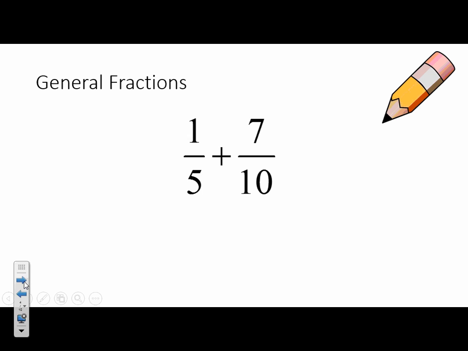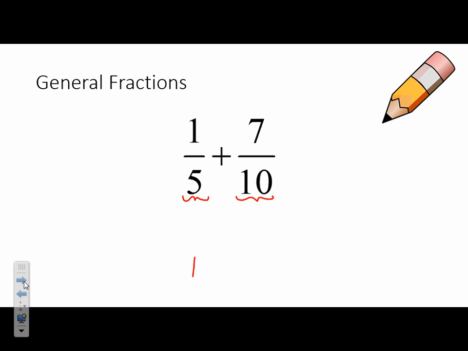So with general fractions, we've already reviewed a little bit of this, but if I had to take 1/5 plus 7/10, we know that these denominators are not the same, so we aren't talking about the same things. 1/5 and 7/10 are not the same denominators, so we need to make them be the same. So what is a common denominator that we could make for a 5 and a 10?